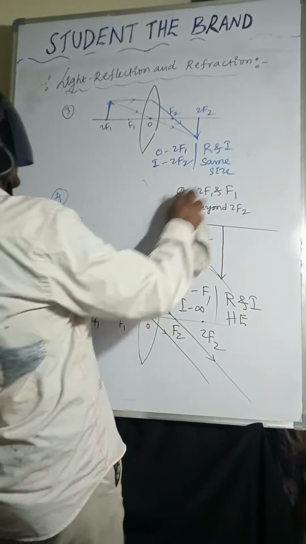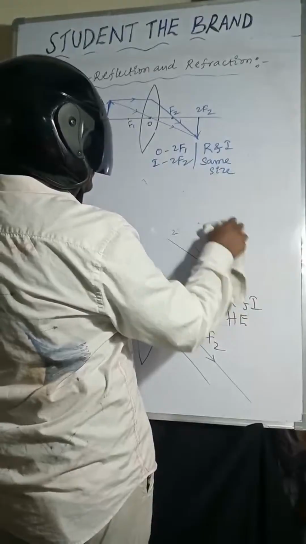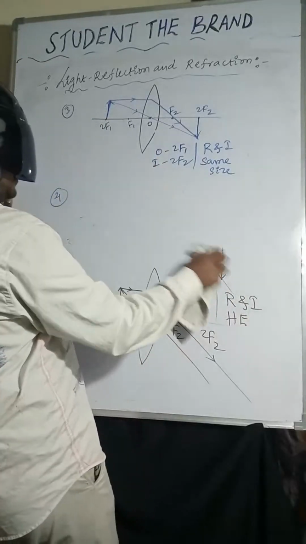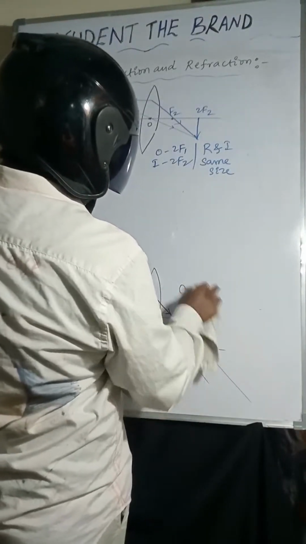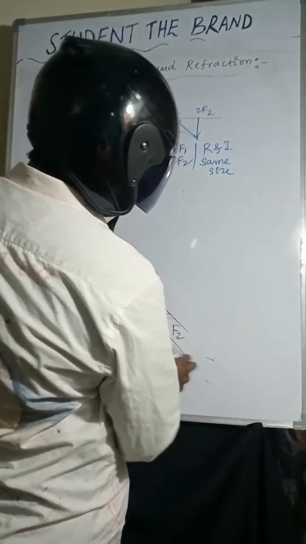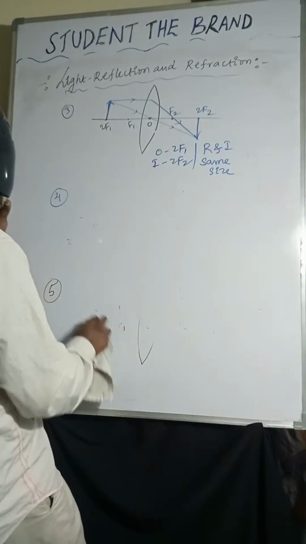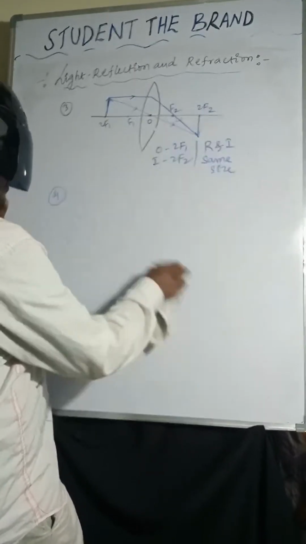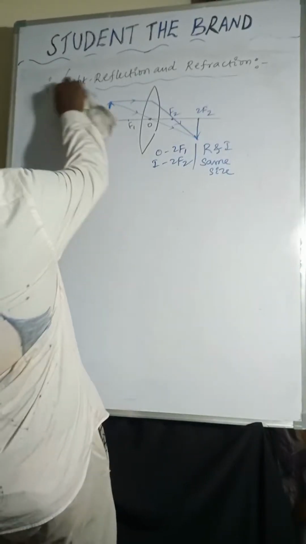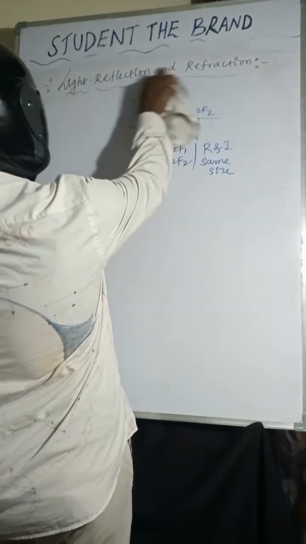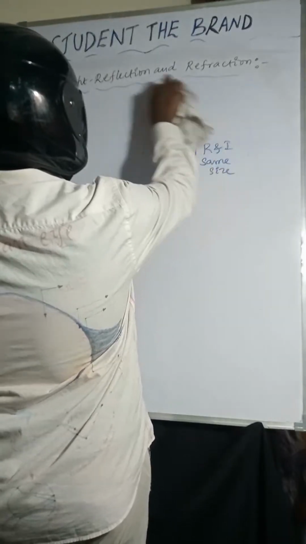Power of convex lens is positive, power of concave lens is negative. The reciprocal of focal length is called power of lens. P equal to 1 by f. 1 by f equal to 1 by v minus 1 by u. Magnification is the ratio of size of the image to size of the object, height of the image by height of the object, so v by u. Magnification is negative for mirror. Magnification is positive for lens.